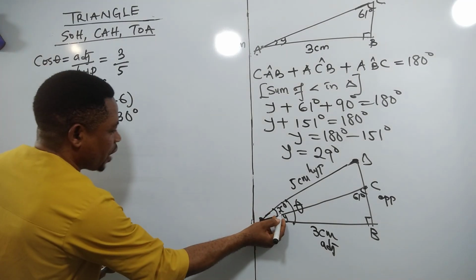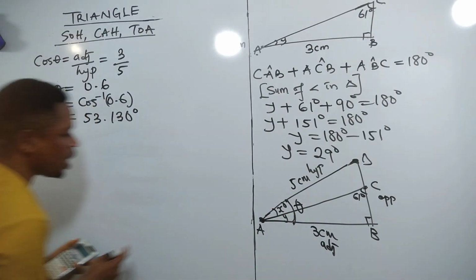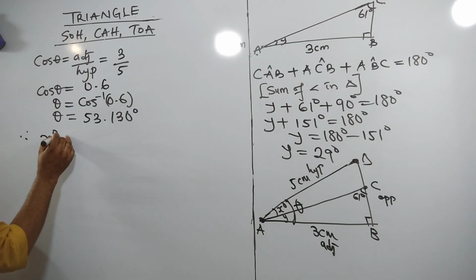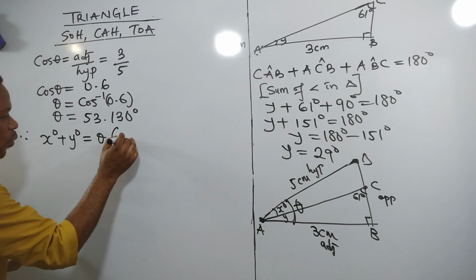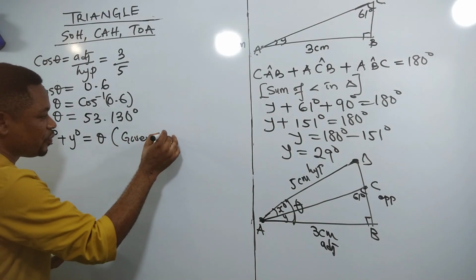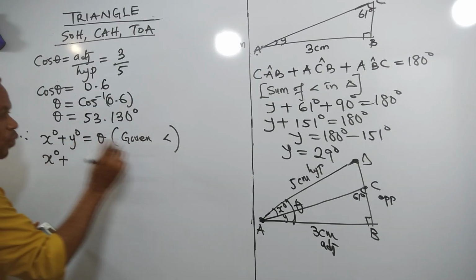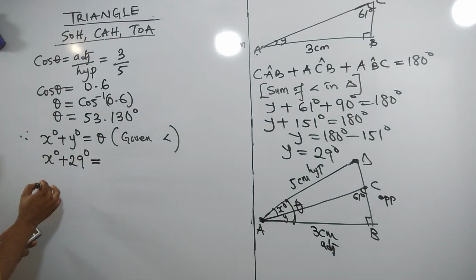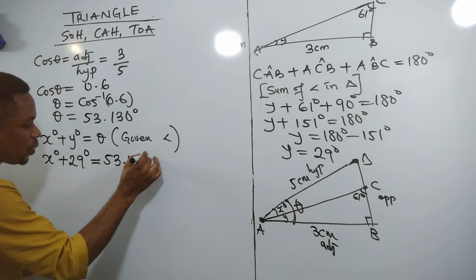Remember, we are looking for the value of X. You know that the summation of these two is equal to theta. I will now say therefore X degrees plus Y degrees is equal to theta, the given angle. So do we know X? No. But have we solved for Y? Yes. What is Y? 29 degrees, which is equal to theta. What is theta? Theta is 53.130 degrees.